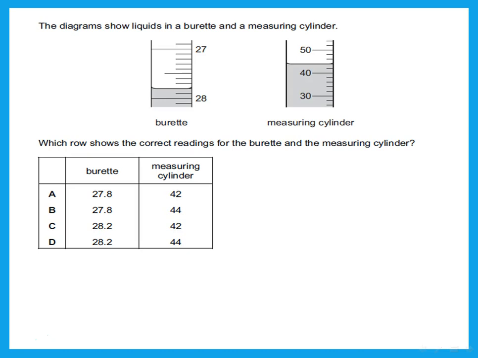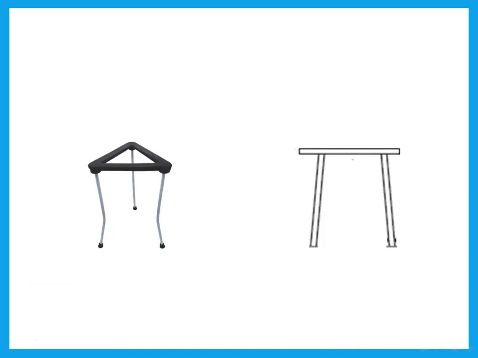The measuring cylinder on the right, it's from 40 to 50. So this is 40 something. So this is 44, for example. So my answer here is B.